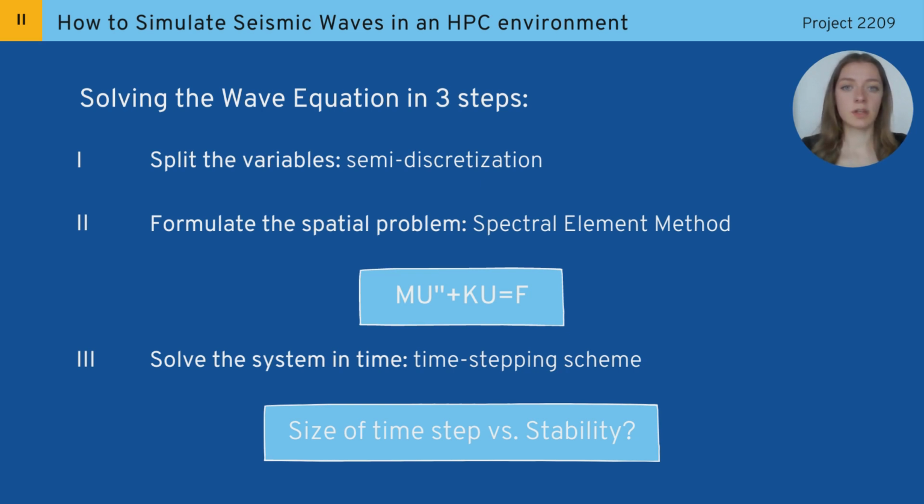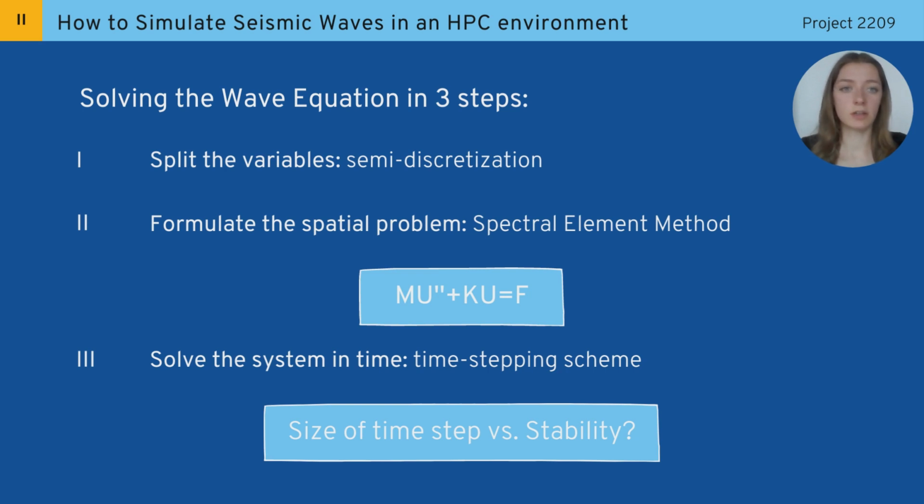For this, we use something called spectral element method, which is a type of finite element method that actually makes our mass matrix M fully diagonal. This formulation gives us a second-order ODE in function of time, which can be solved with a much easier scheme. This takes us to step 3, to solve the system in time. For this, we will use a time-stepping scheme, which is just what it sounds like.